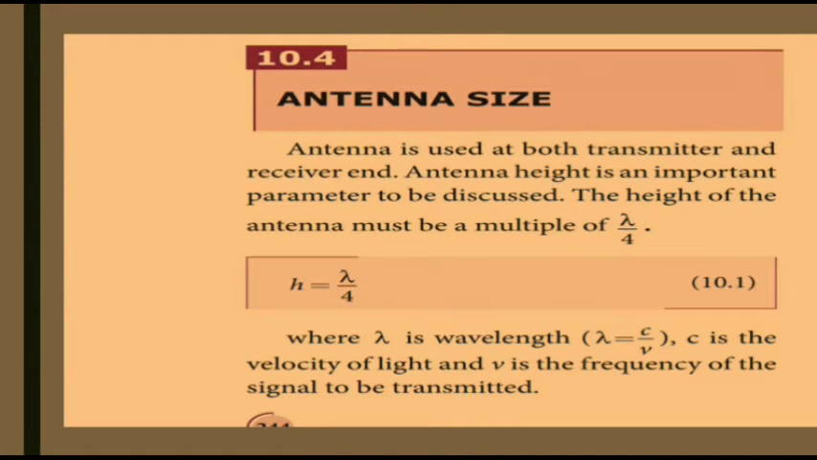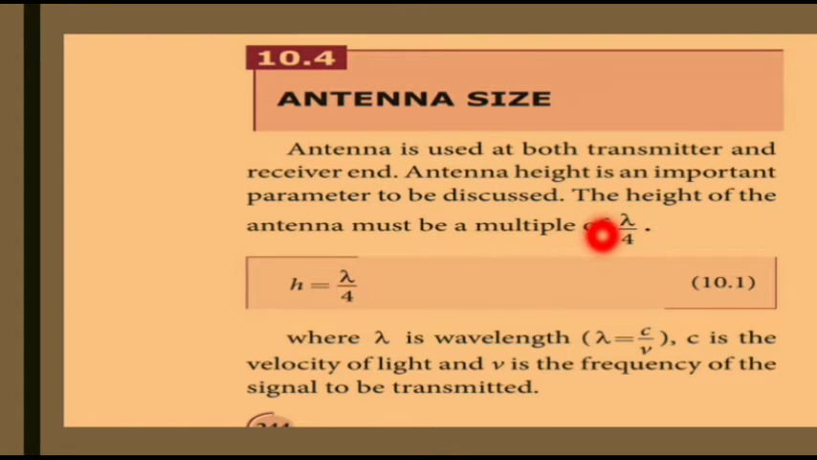And come to the antenna size. In our book this information is given. Antenna is used at both the transmitter and receiver end. Antenna height is an important parameter to be discussed. The height of the antenna must be a multiple of lambda by 2.